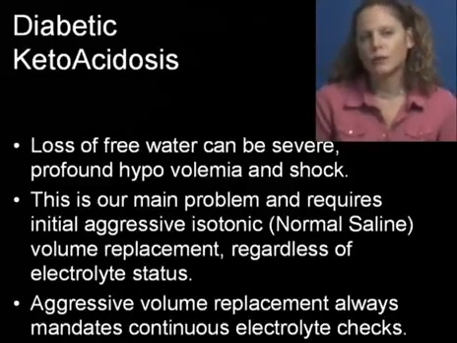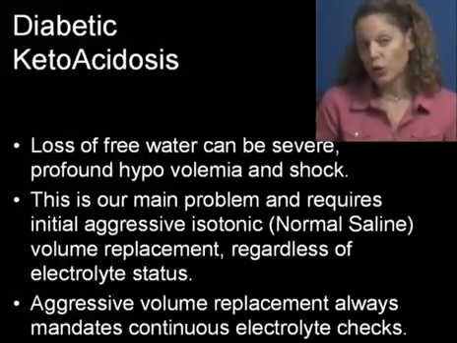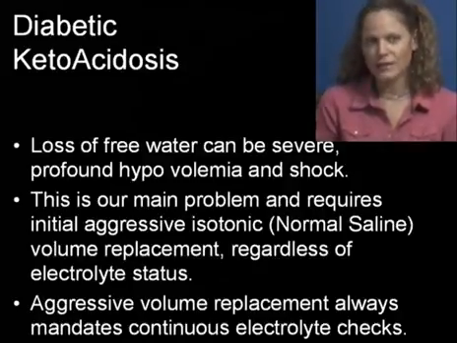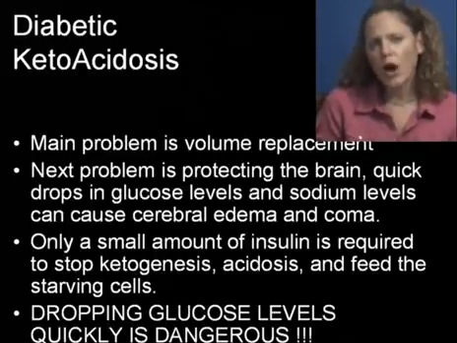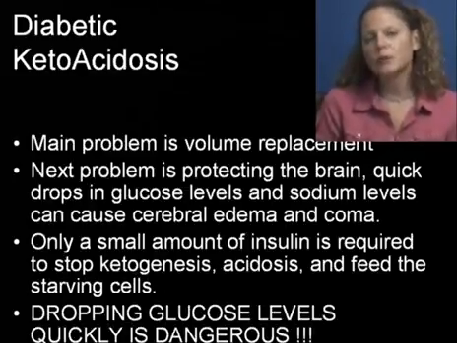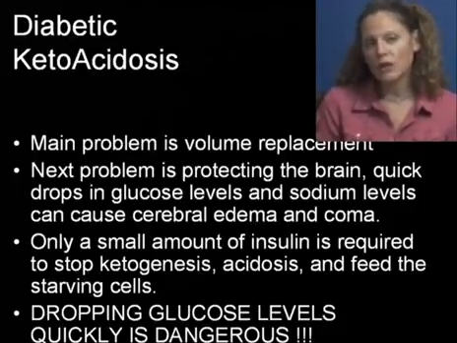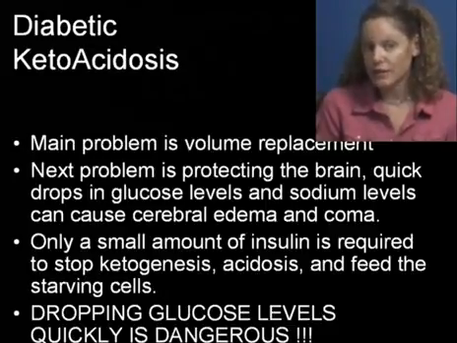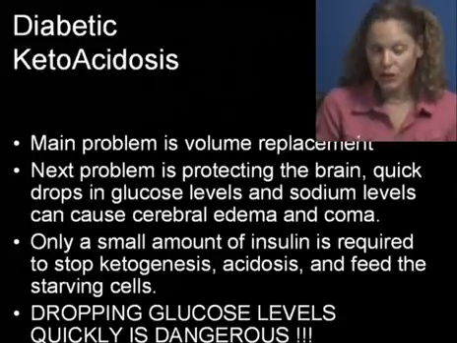This is our main problem and requires initial aggressive isotonic volume replacement with normal saline, regardless of the electrolyte status. Aggressive volume replacement always mandates continuous electrolyte checks. The main problem is volume replacement. The next problem is protecting the brain, because quick drops in glucose levels and sodium levels can cause cerebral edema and coma. Only a small amount of insulin is required to stop the ketogenesis, acidosis, and feed the starving cells. So remember, dropping glucose levels quickly is actually dangerous.